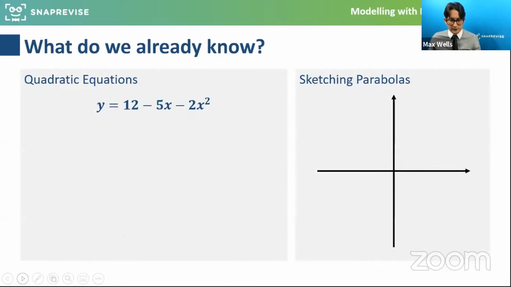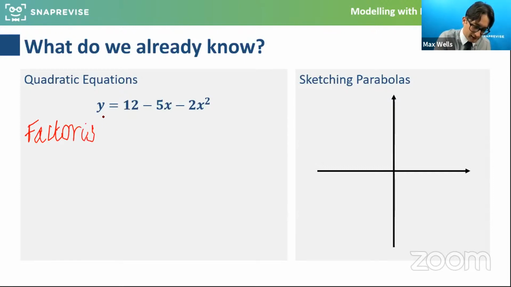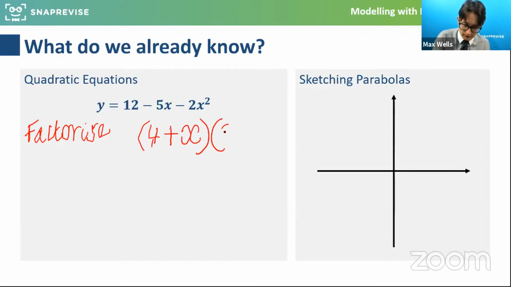Right, let's get started. So just things we should already be familiar with in terms of quadratics is hopefully things like factorizing a quadratic. I'm just going to write these in. So for example, factorize if the quadratic factorizes. For example, I think this one does, we're going to get 4 plus x and then 3 minus 2x.